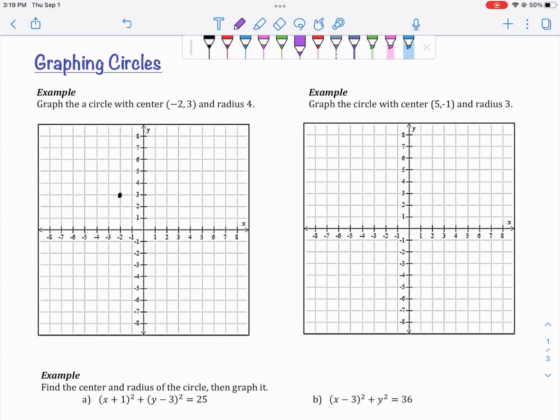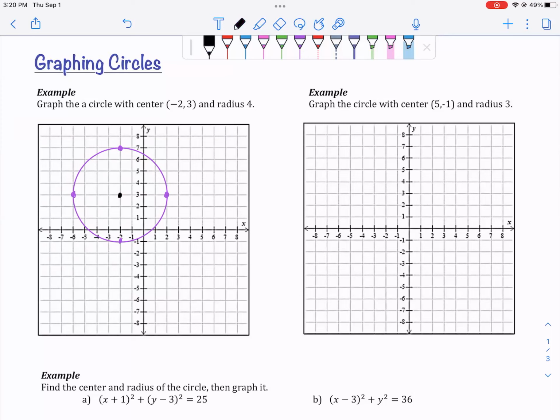We know that our radius is 4, so I can go 4 units to the left, right, up, and down and plot another point. So I went 4 units over, plotting a point. 4 units up, plot a point. 4 units to the left, plot a point. 4 units down, plot a point, and then you have yourself a circle. Boom, circle. That's how easy it is.